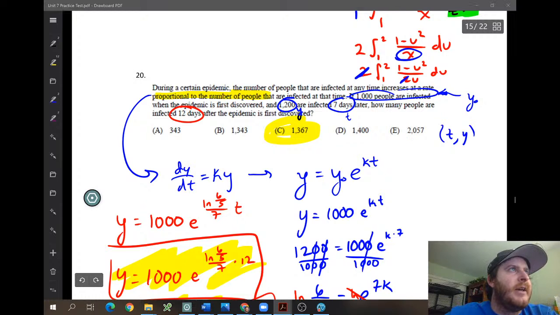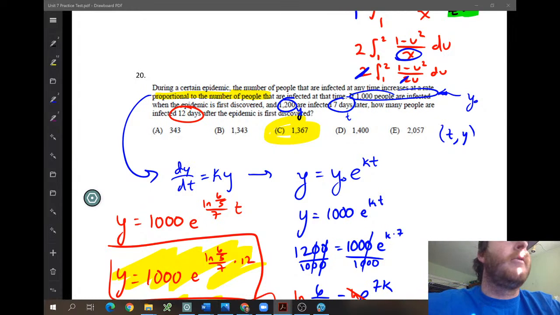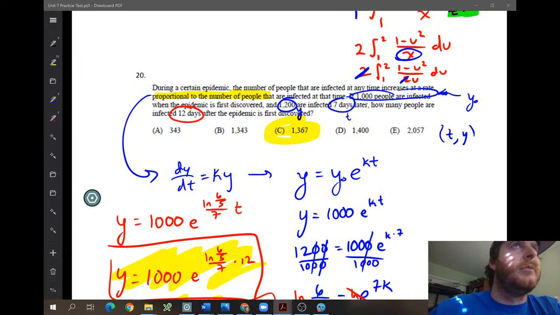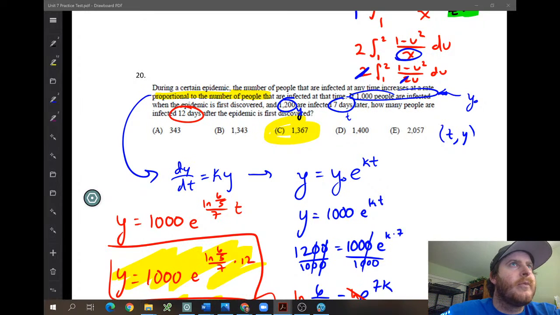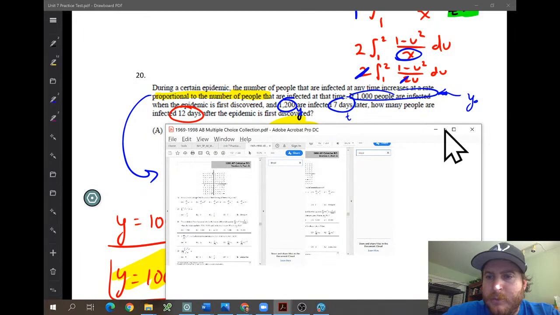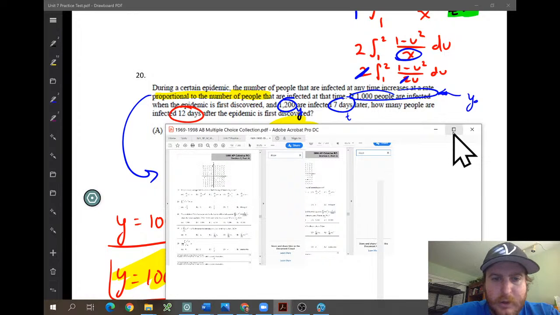So that's it for the practice test. I did promise you guys that we'll look at another old AP exam question. Give me 1 second while I pull that up. There we go. Here's a bonus question for us. This is from the 1998 exam. So from our 1998 exam, if I can get it.